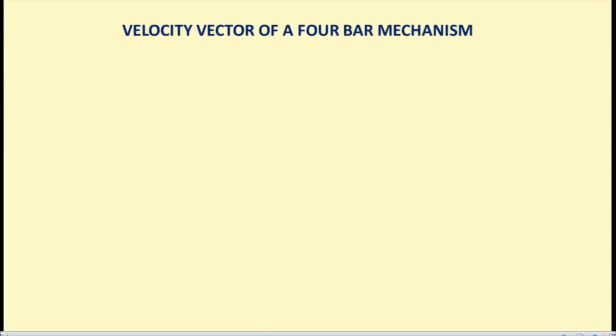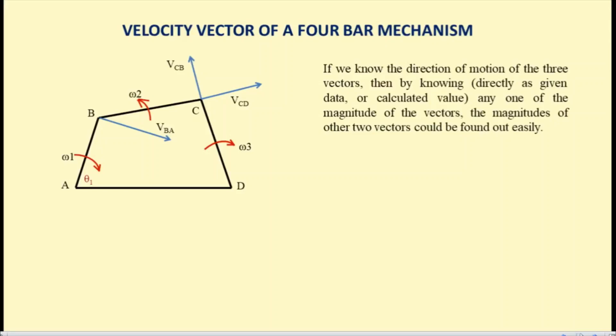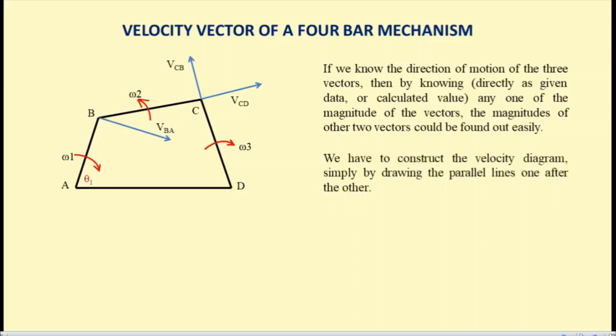Now if you are trying to analyze the velocity vector of a 4-bar mechanism, and we know the direction of motion of the 3 vectors, then by knowing, as given data or calculated value, the magnitude of any one of the vectors, the magnitudes of the other 2 vectors can be found easily by this relative velocity method. We have to construct the velocity diagram in this case simply by drawing parallel lines one after another for these particular vectors.